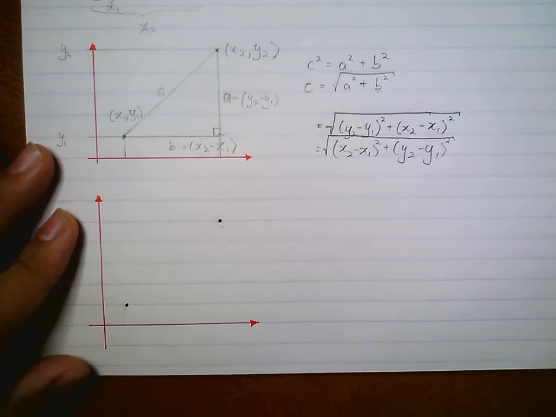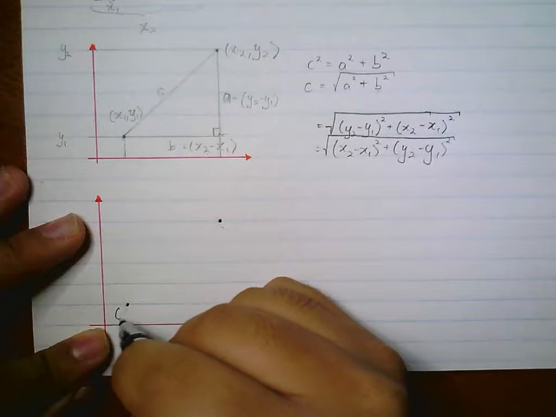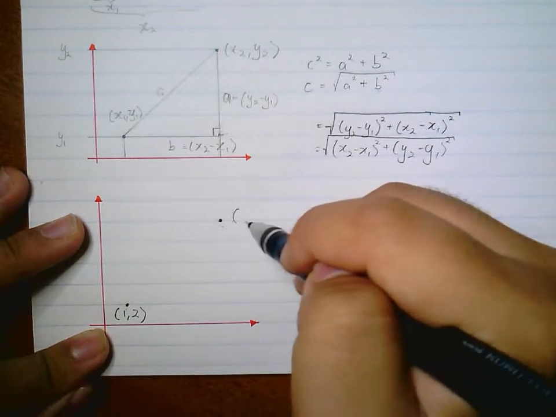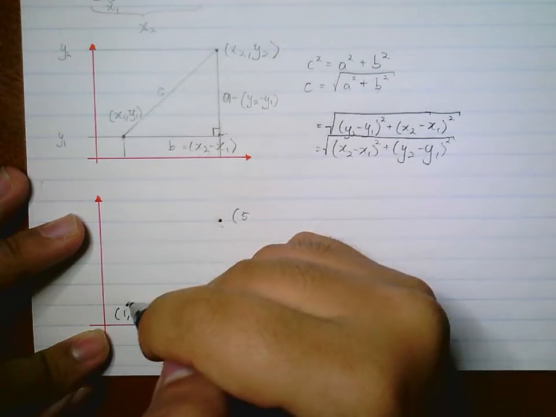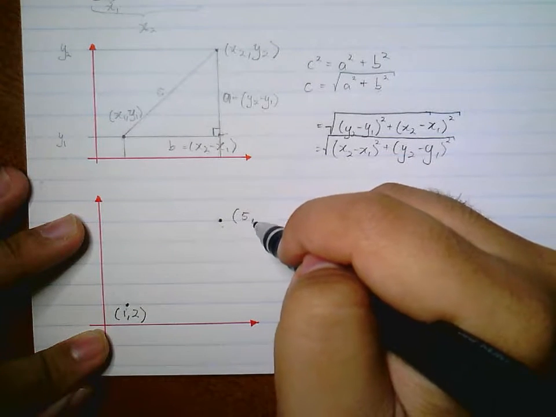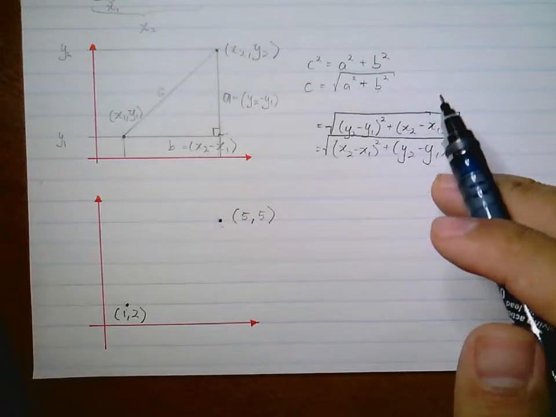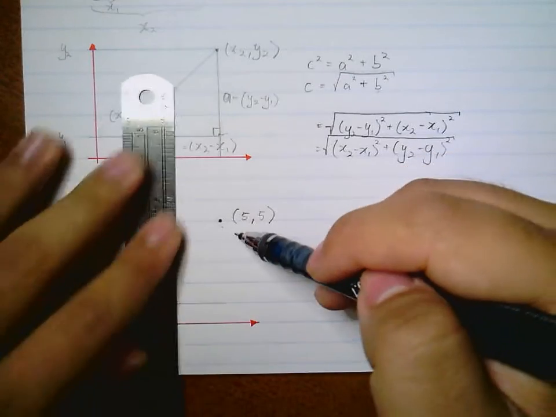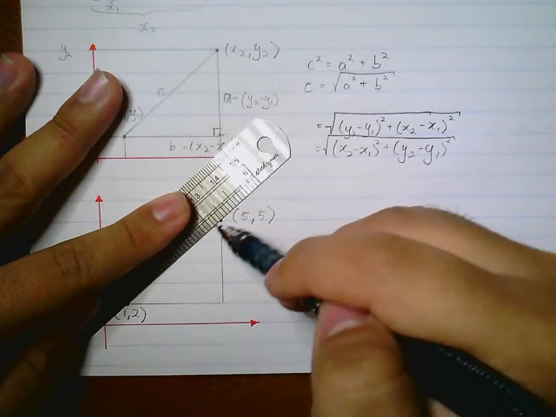Okay, now just to prove our point here, let's take a look at these coordinates. Let's just make this one, for example, 1, 2. And let's make this one, I don't know, 5, 5. Now take a look here. If we draw our little triangle, we can get a right angle triangle going on here.